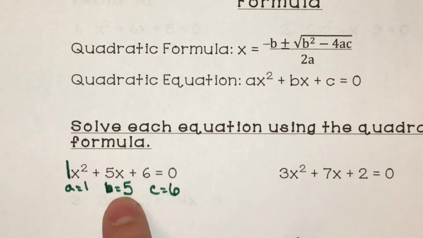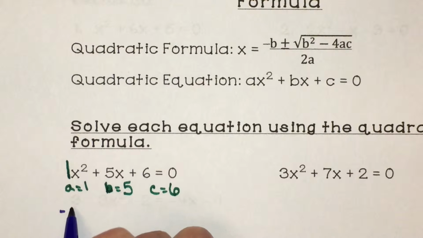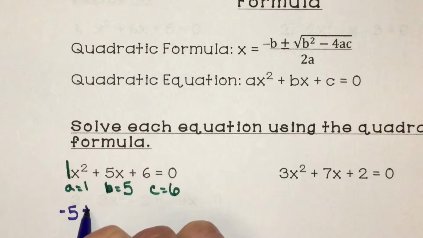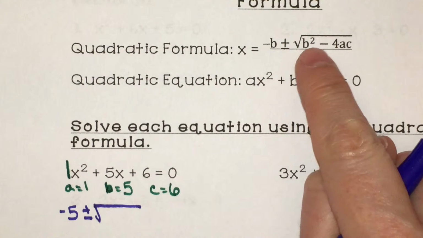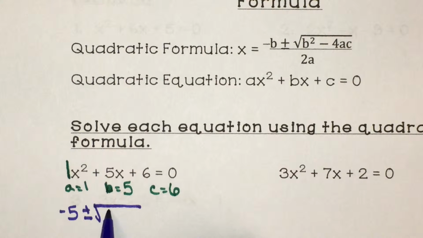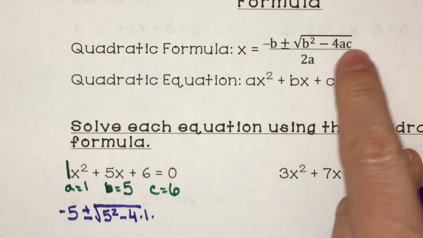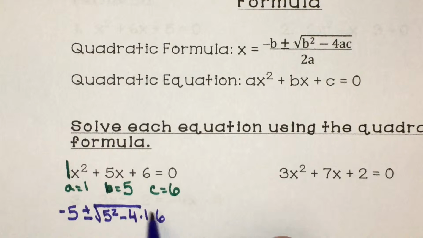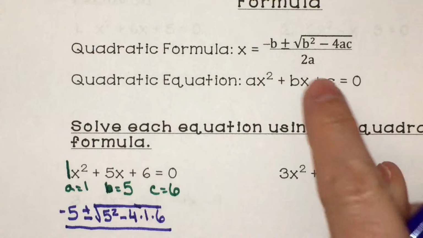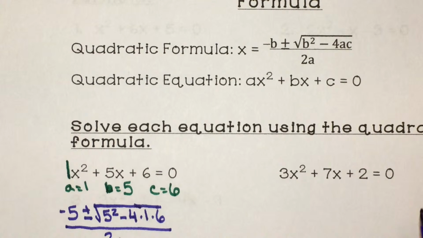So we're going to do negative b, which would be negative 5, plus and minus the square root of b squared, so we have 5 squared, minus 4 times the a term, which is 1, times the c term, which is 6. And all of that is under the square root sign. This is over, on the bottom, 2 times the a value, which is 1. Okay, and this is what x is equal to.